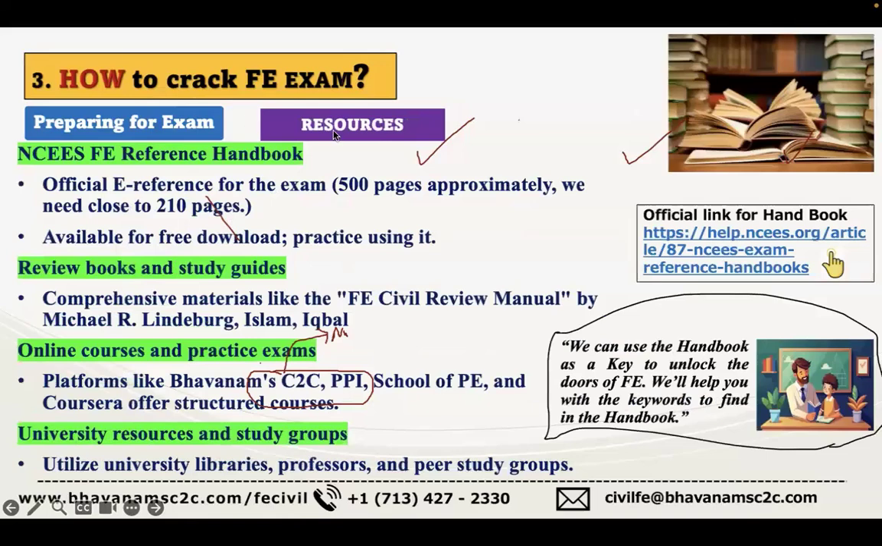And what are the resources? There are plenty of resources. To be frank, 90% of them are not needed. The only resource that you have to worry about is the NCEES FE Reference Handbook. During the exam, NCEES will already give you a handbook. You can view it digitally. Suppose you might not have seen it. I will show it here.